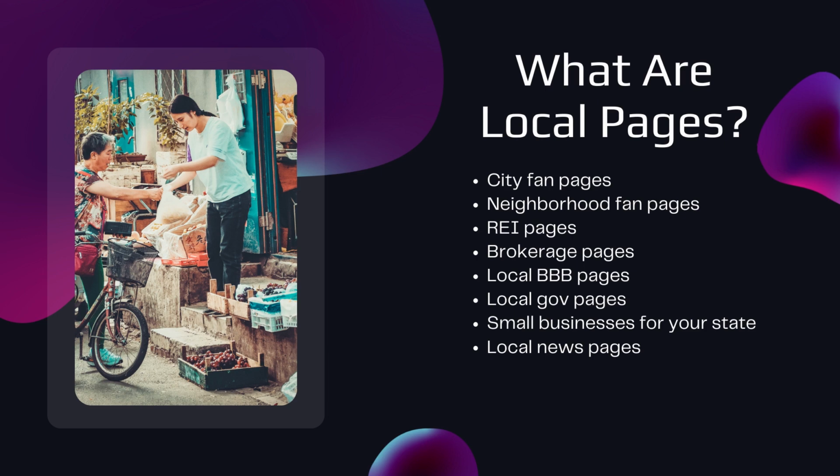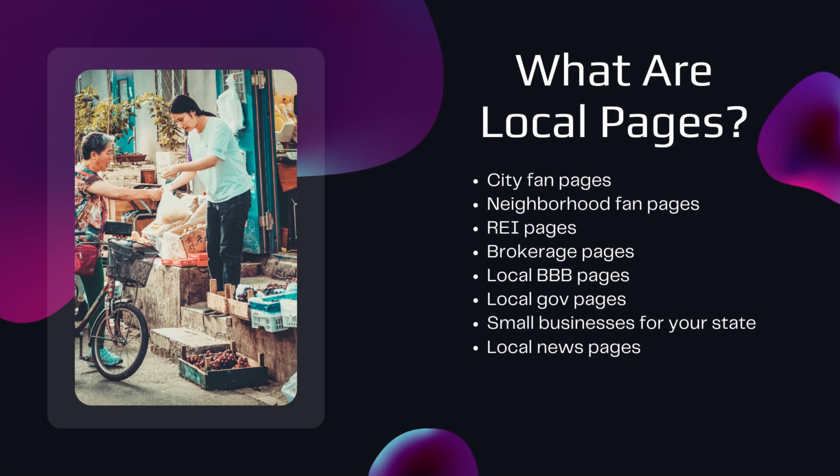Here's a few examples. You might see some city fan pages in your area. You might see neighborhood fan pages in your area. For example, when I lived in San Diego, I would see tons of pages dedicated to the city of San Diego. And I would even see pages dedicated to certain neighborhoods within San Diego. For example, North Park, Pacific Beach, Ocean Beach, and more. So you can follow those different pages, and that's going to help you get more exposure to people you know are in your local market.